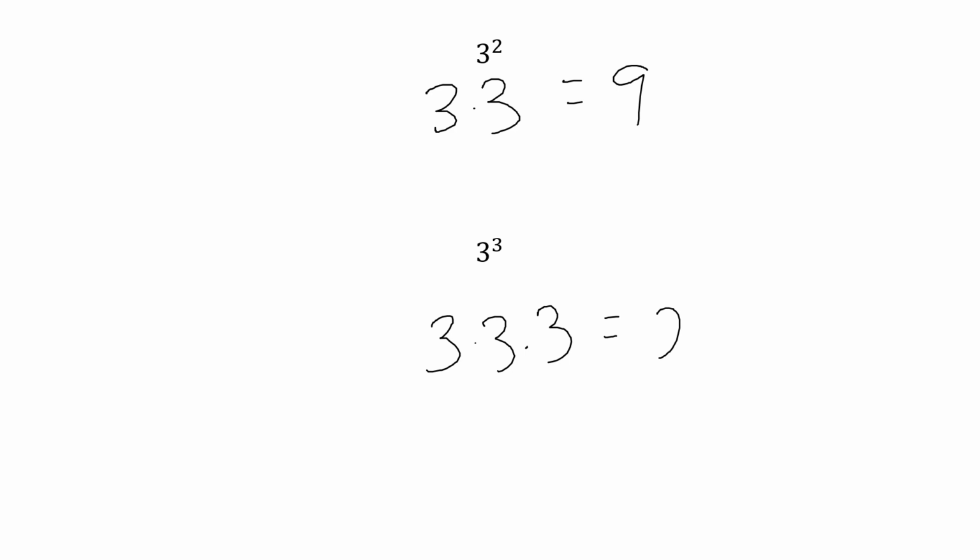Squaring and cubing. So this is your base, this is your exponent. The exponent tells me how many of those numbers that I have. So in this case, I have 2 3s. It is not 3 times 2, it is 3 times 3. Our brains see a 3 and a 2 and we instantly think 6. It is not. 3 cubed is not 3 times 3, it's 3 times 3 times 3. You have 3 3s, which equals 27.